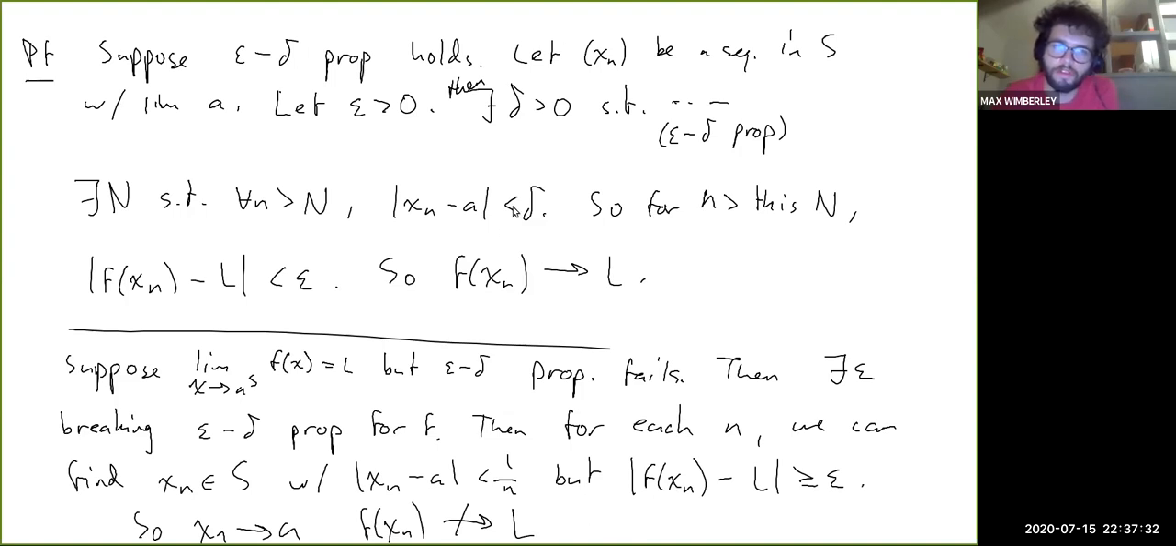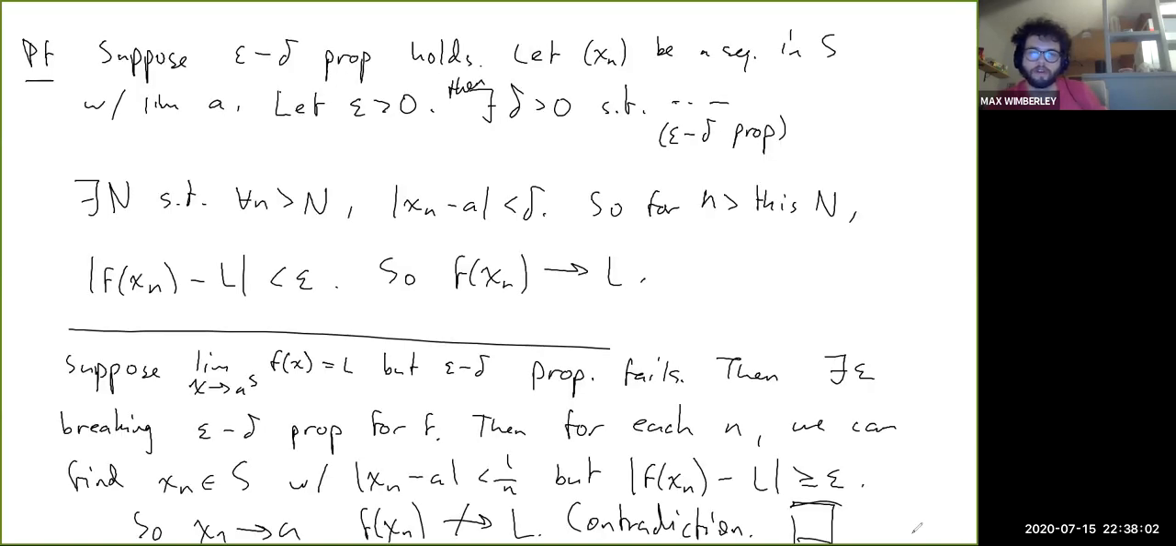Some people like to do this double arrow thing, whatever. Contradiction. So we just proved that the limit is not actually L in this case. So that's the other direction of the proof. Okay. So that's the epsilon delta property.